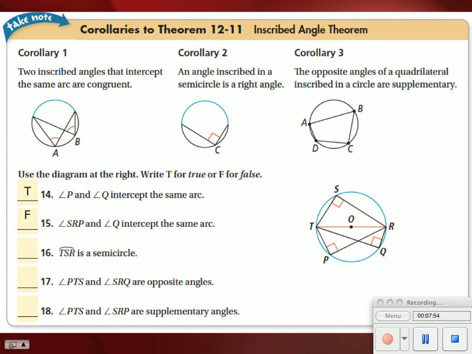Angle PTS and angle SRQ are opposite angles. So we're looking at PTS and SRQ. That's false. Those aren't even in the same quadrilateral. And finally, angle PTS and SRP are supplementary angles. That is true. All right, so let's continue on.